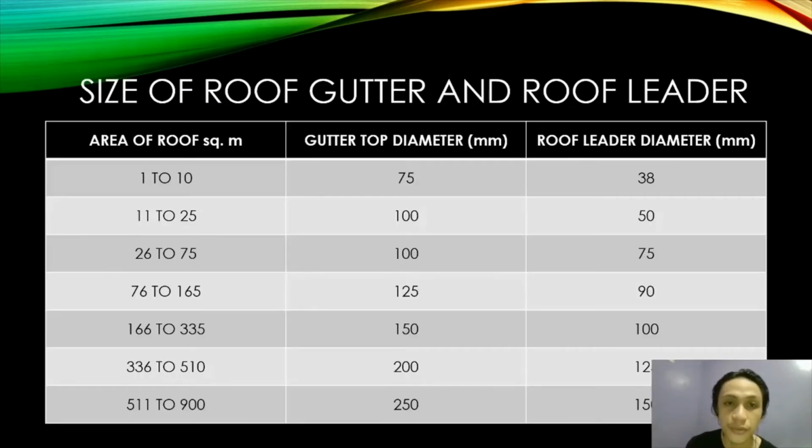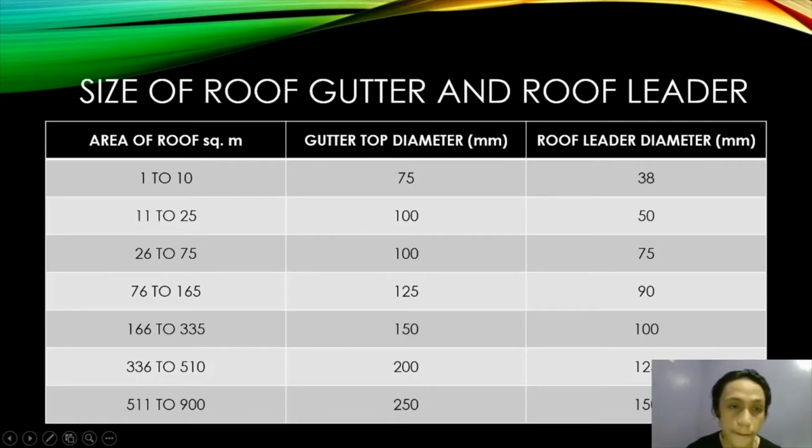So, size of roof gutter and roof leader. This table is pretty much the same as the storm drain, but this time we don't use those slopes anymore, as we only have the area of roof. We have 1 to 10, 11 to 25, 26 to 75, 76 to 165, and so on.